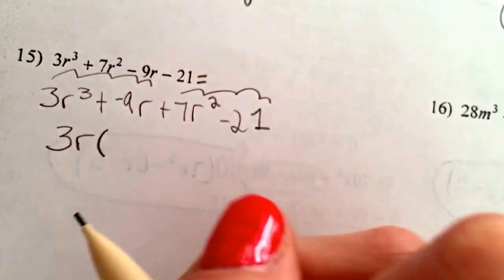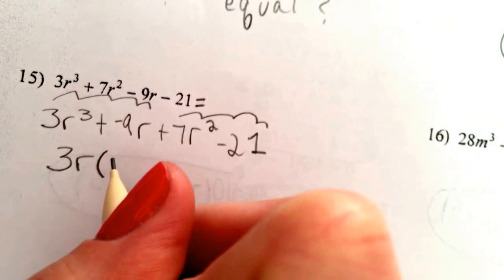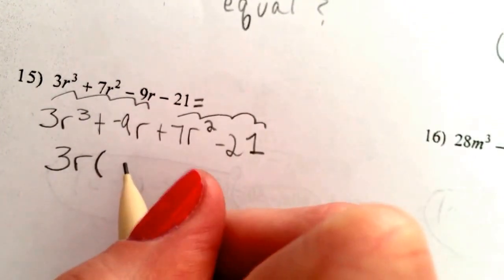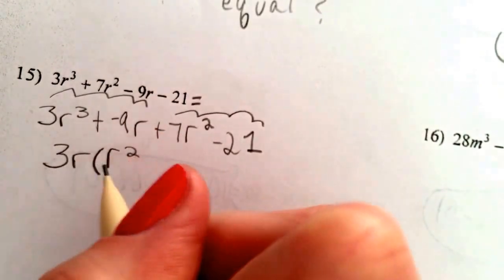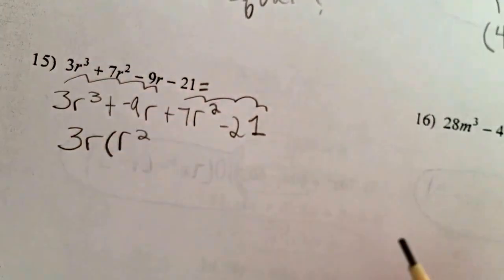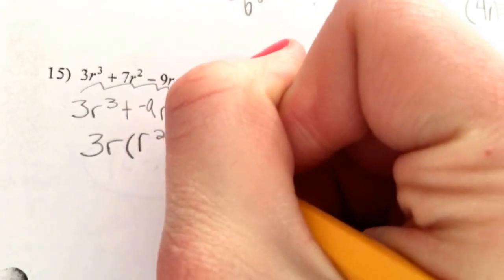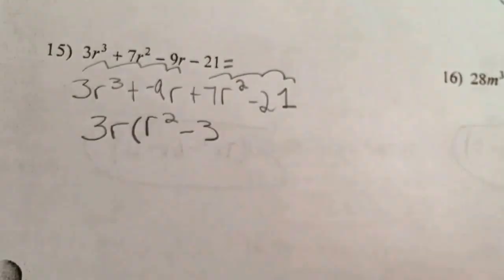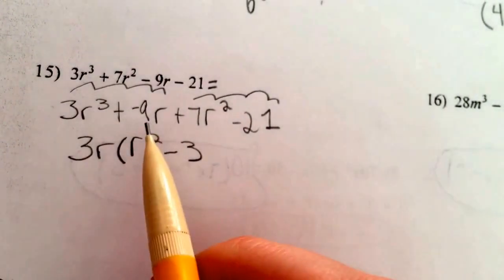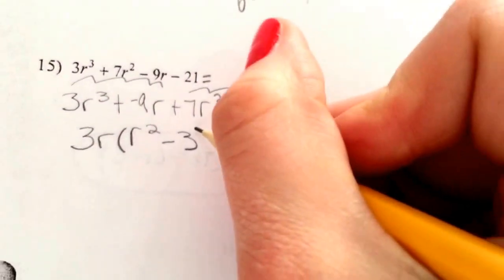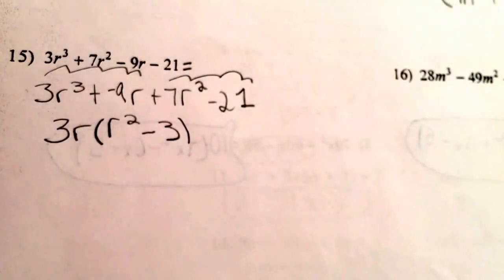Now we're going to see what's left. The first thing that we are going to factor out would be r to the second, because 3r times r to the second is equal to 3r to the third. And then for the 9, it's going to be negative 3, because 3r times negative 3 is equal to negative 9. So that is your first grouping.